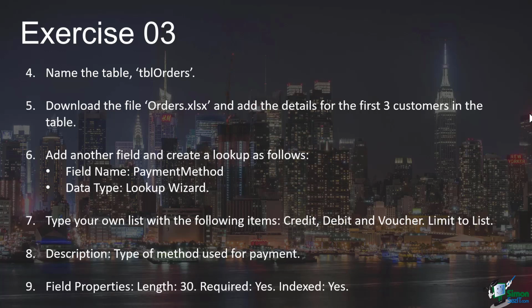Once you have those 3 customers in the table, I'd then like you to go in and add another field and create a lookup. So the field name is going to be called Payment Method, and the data type is going to be Lookup Wizard. I'd like you to type your own list of values and use the following items as those values: credit, debit, and voucher. And don't forget to limit to list. Add a description for the field, type of method used for payment, and make sure that you set the field properties as specified in point 9.